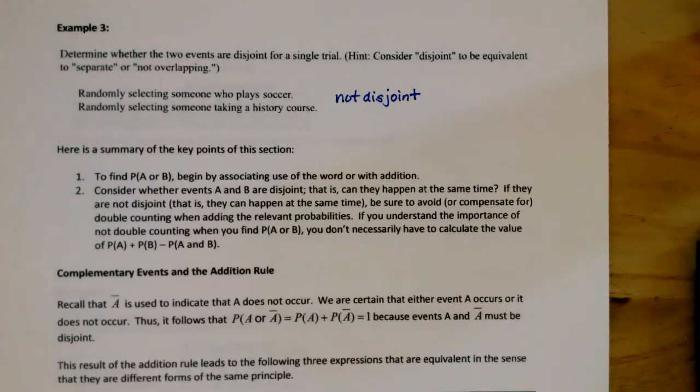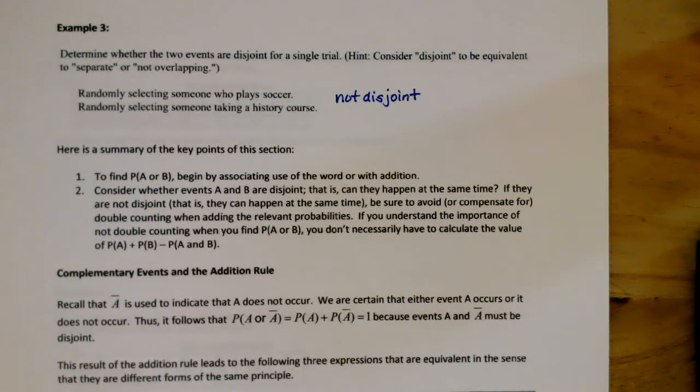Now, I apologize for just giving you events that are not disjoint. An example of an event that is disjoint would be electing a senator who is Republican, and then the other one is selecting a senator who is a Democrat. It is impossible to elect a senator who is both Democrat and Republican. He's one or the other, or she's one or the other. So electing a Democratic senator and electing a Republican senator, those are considered to be disjoint events.